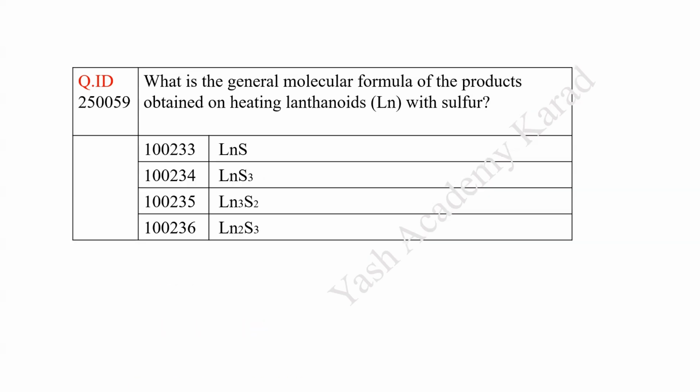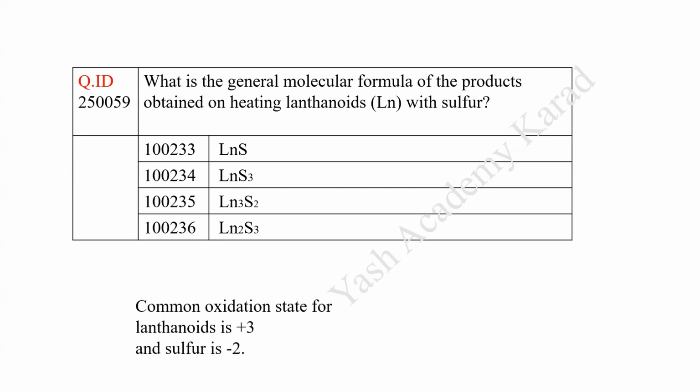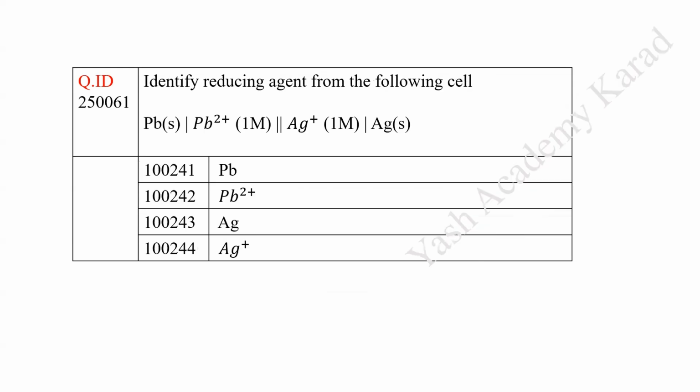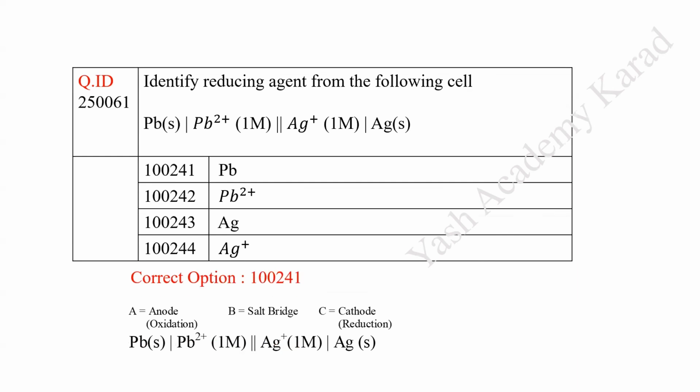What is the general molecular formula of the products obtained on heating lanthanoids, that is Ln, with sulfur? So the common oxidation state for lanthanoids is +3 and that of sulfur is -2. So the correct option is Ln2S3. Which of the following is not a principle of green chemistry? So here the answer is design hazardous chemical synthesis. Identify the reducing agent from the following cell. Here the cell is given and the correct answer is Pb.